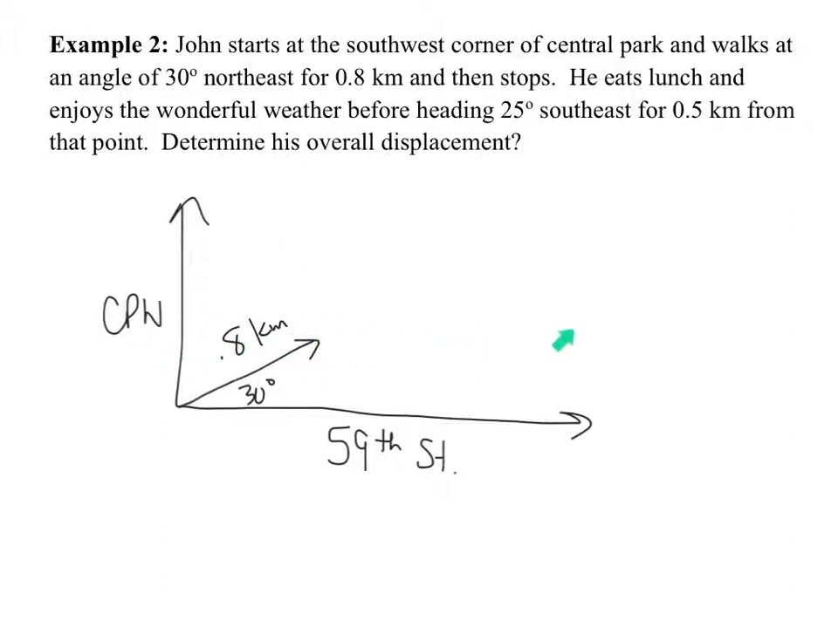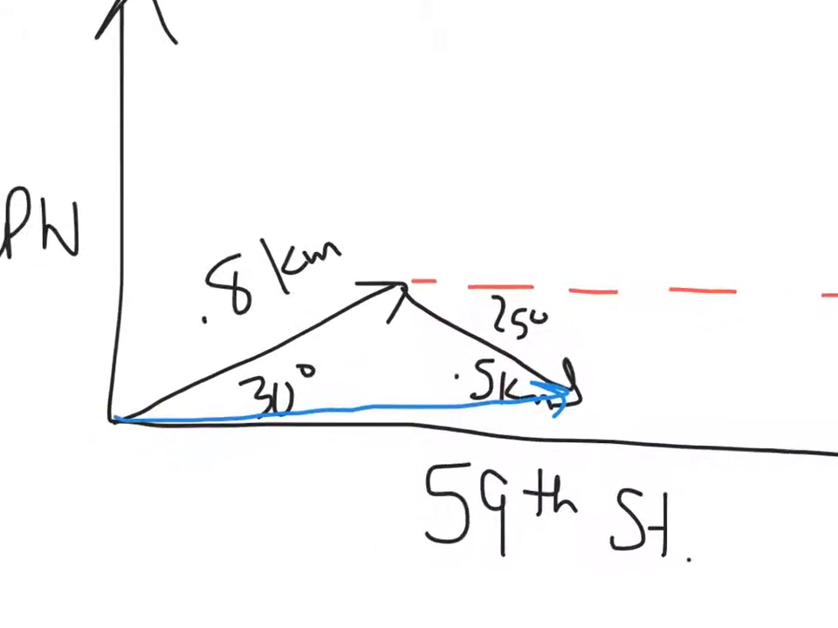So think of this as your horizontal now. So I'm going to go ahead and just draw in a horizontal here so we can see what I'm talking about. So now he goes 25 degrees southeast. So we know that it's going to be down from there. That's going to be for 0.5 kilometers, so it's not going to be as long. So this is 0.5 kilometers, and this is going to be 25 degrees. So our goal, again, as always, is to figure out what is the overall length from beginning to end, right there, from A to B, and I'll zoom in so we can see it a little bit better. So that blue line right there is what we're trying to figure out.